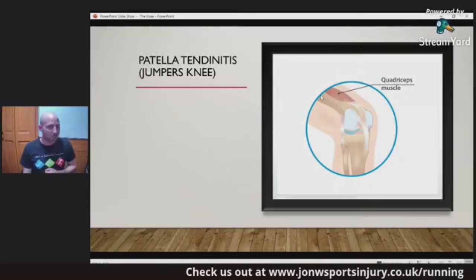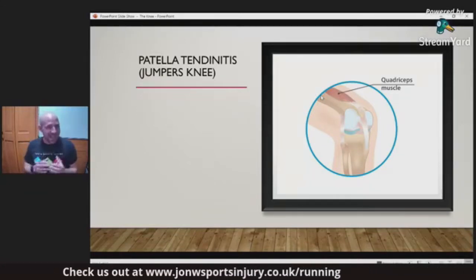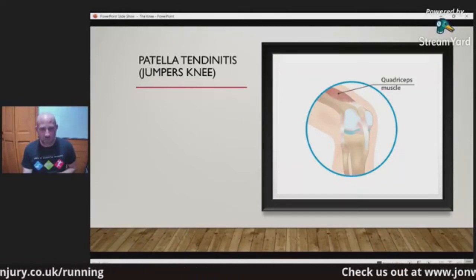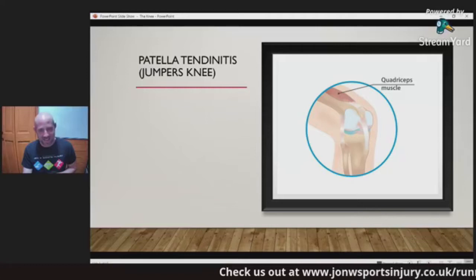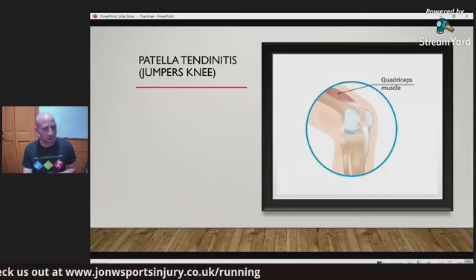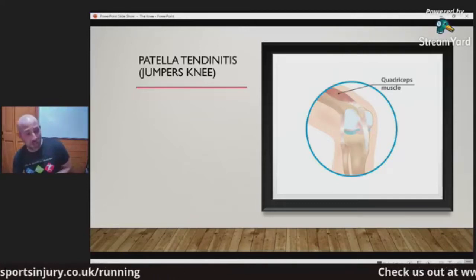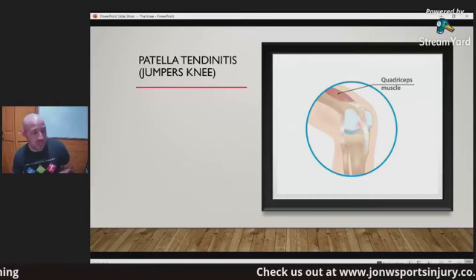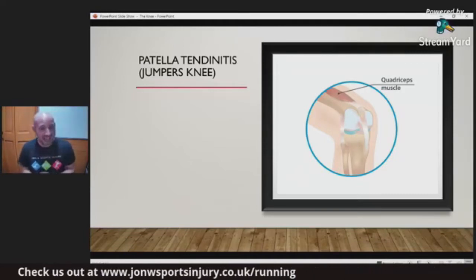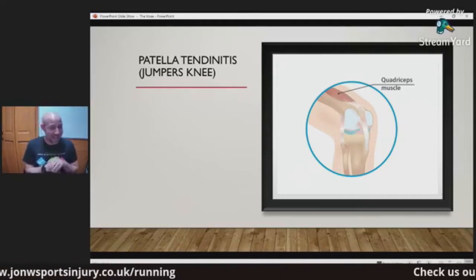Now, we often call this jumper's knee, if you've heard that term. The patellar tendon is the tendon that crosses the front of the knee. So if we look here, we've got the kneecap and this tendon that goes over the top of the knee, and it comes down and attaches into this bony bit on your shin. If you feel directly below your kneecap, you'll be on your shin bone. Slide down there and you'll feel a raised lump. It's what we call your tibial tuberosity, and that is where that patellar tendon attaches.